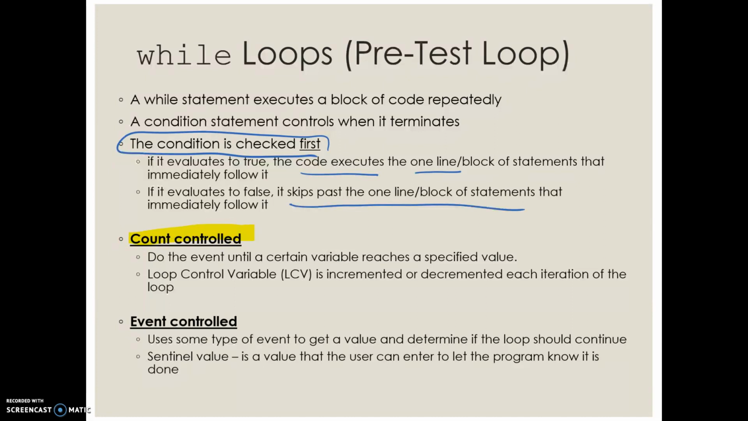Sometimes the while loop is count controlled, and that means that the event occurs until the variable reaches a specific value. In this case, we use what is called a loop control variable, or a common acronym is LCV, and this variable is going to be incremented or decremented each iteration of the loop, and an iteration is a full cycle of the loop.